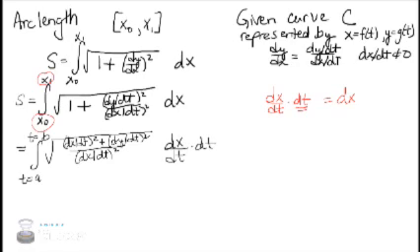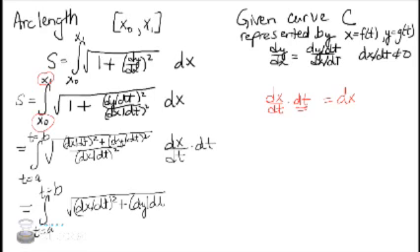Now if I take the square root of each part of this fraction, the square root of the denominator is actually just dx/dt, right? So we have the integral from t equals a to t equals b of the square root of (dx/dt) squared plus (dy/dt) squared, over the square root of (dx/dt) squared, which is just going to be dx/dt.